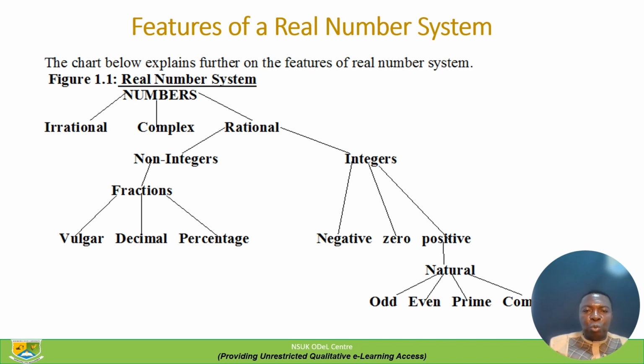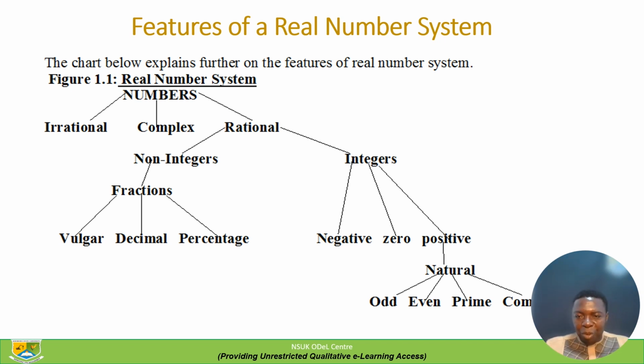So our focus will be on rational numbers. Looking at this diagram, the rational numbers are divided into 2: the non-integers and the integers. The non-integers are further classified into 3, called fractions. In these fractions, we have the vulgar, the decimal, and the percentages, just like what we read. While the integers are further divided into 3, called the negative, 0, and positive numbers.